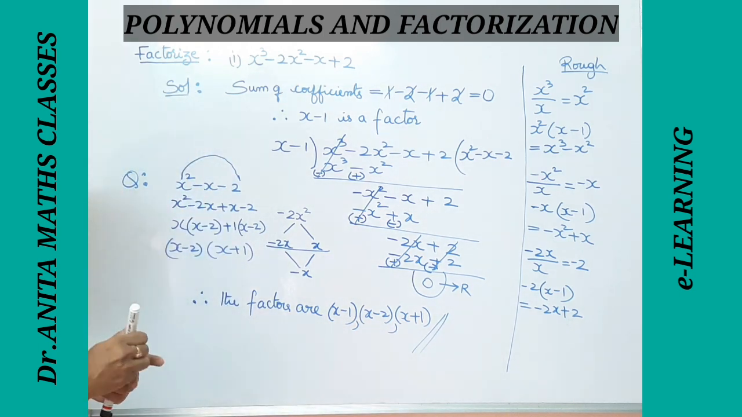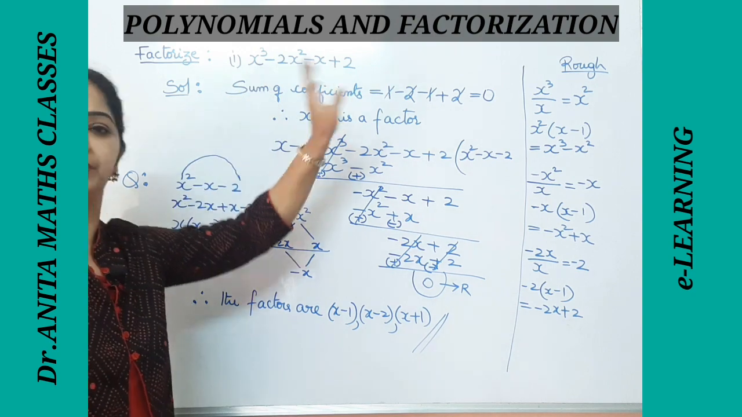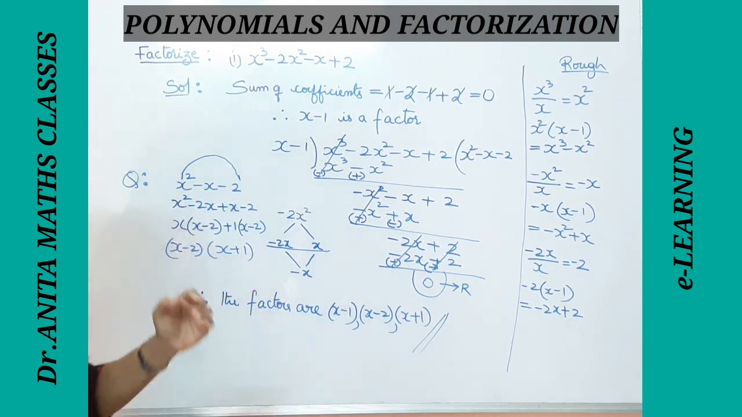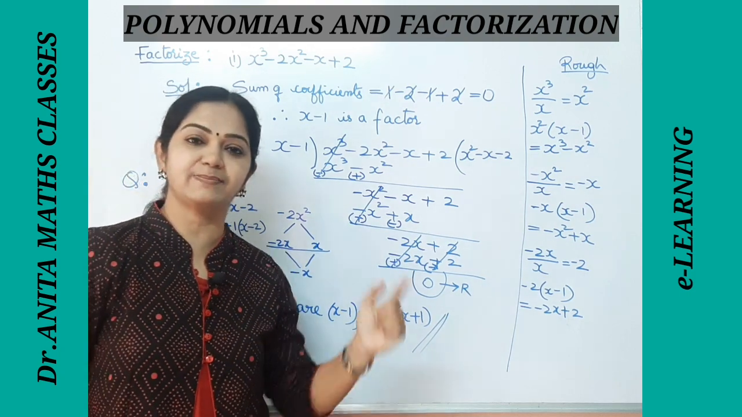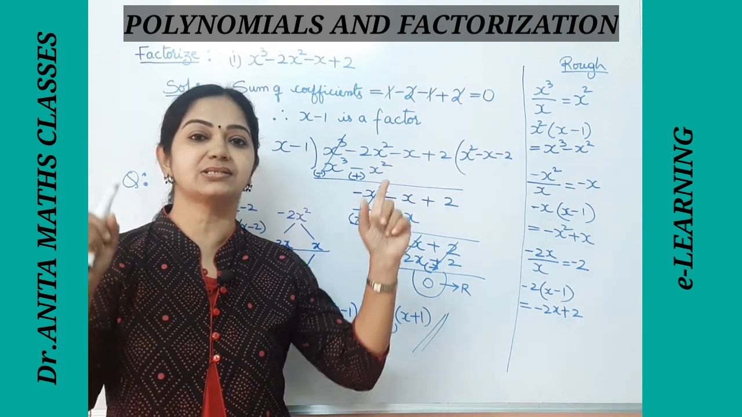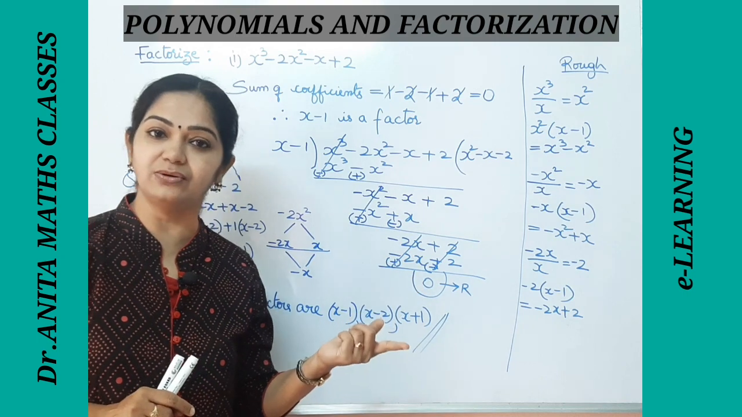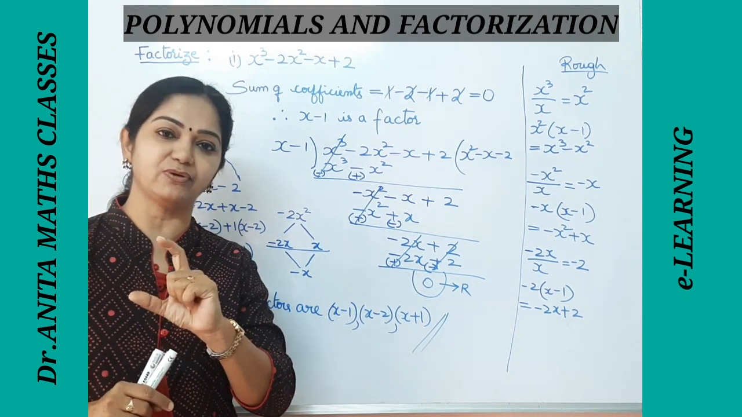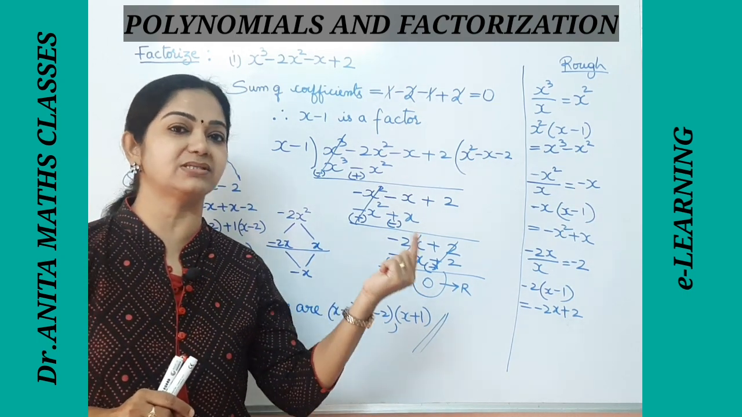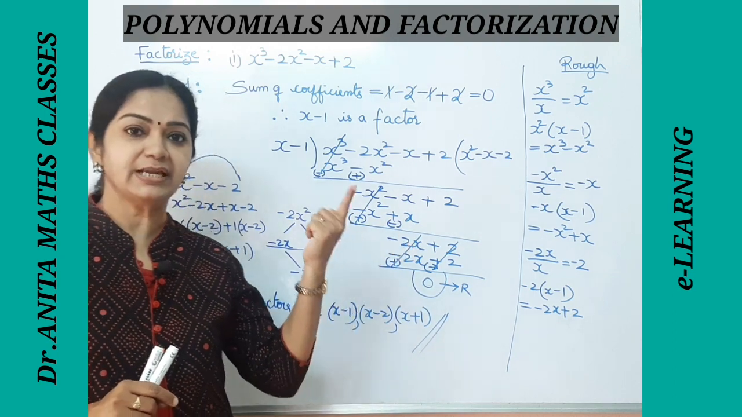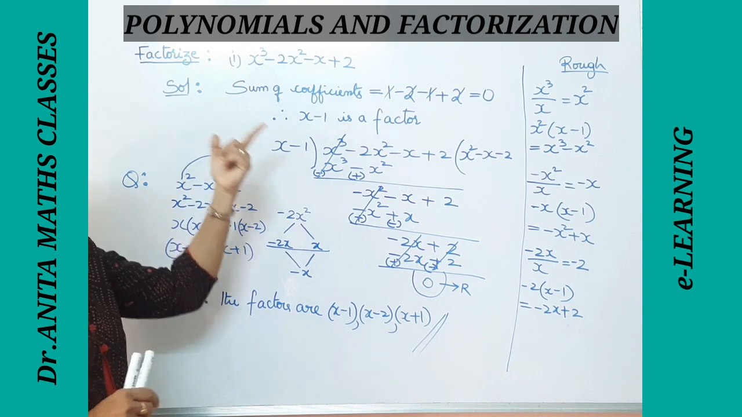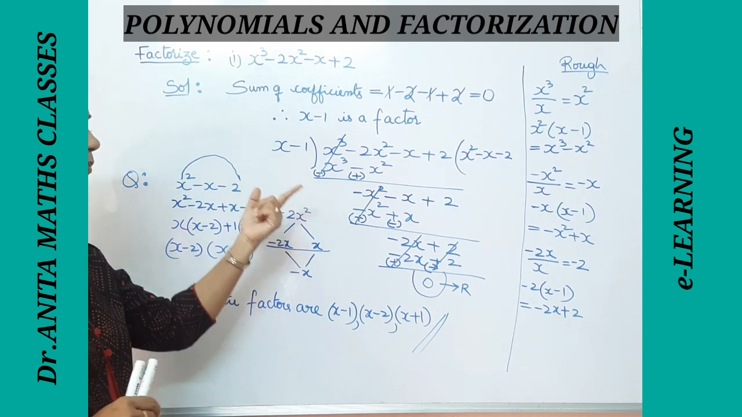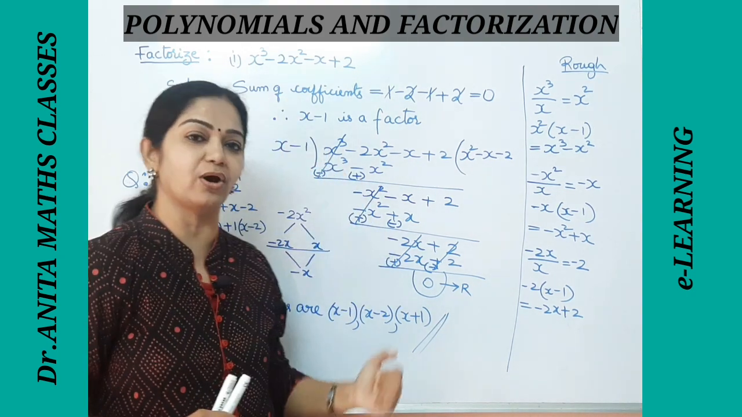Now I'll repeat once again. See here, factorizing a cubic polynomial, first we have to check the conditions for x minus 1 and x plus 1. For x minus 1, the sum of the coefficients must be equal to 0, whereas for x plus 1, the sum of the coefficients of the even powers must be equal to the sum of the coefficients of the odd powers. Now, after checking the conditions, take that linear polynomial and divide with normal division.